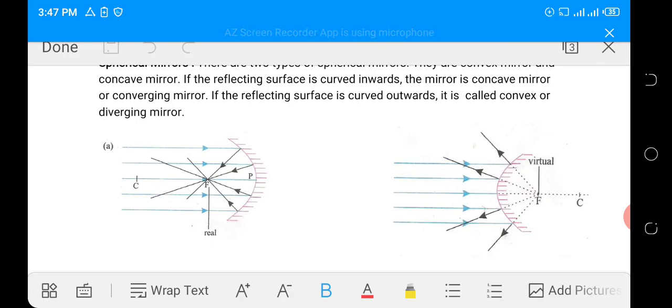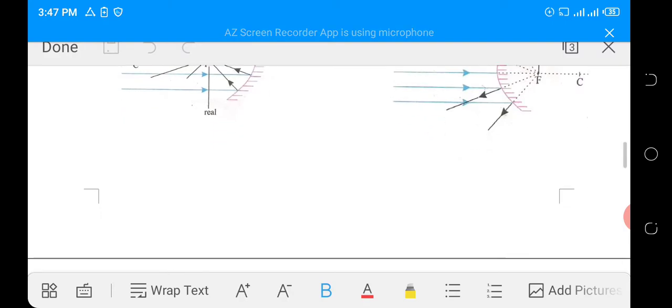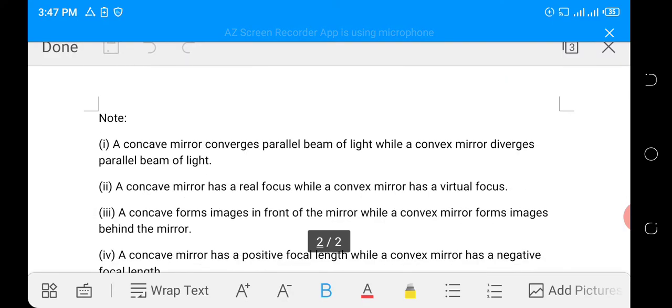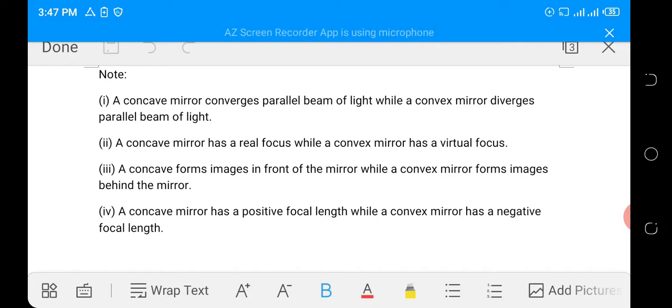Another name for a concave mirror is a converging mirror, while another name for a convex mirror is a diverging mirror. The following should be noted about the two types of spherical mirrors. 1. A concave mirror converges a parallel beam of light, while a convex mirror diverges a parallel beam of light.